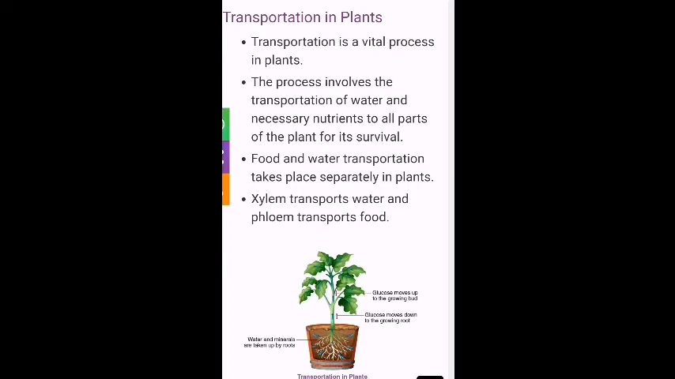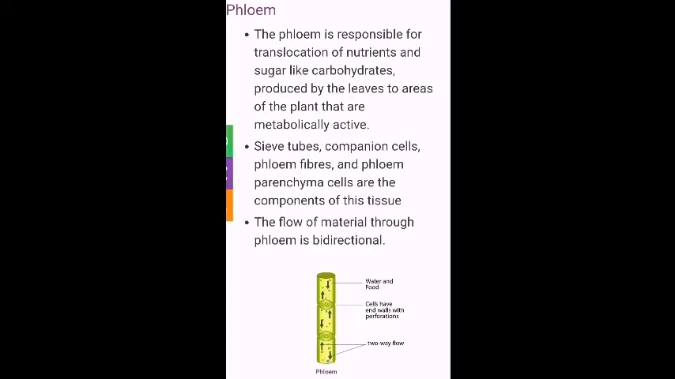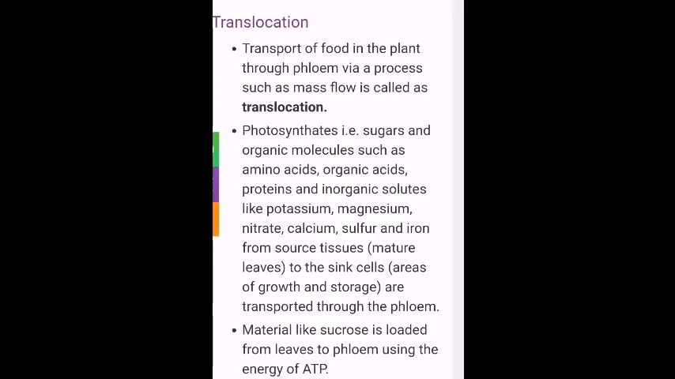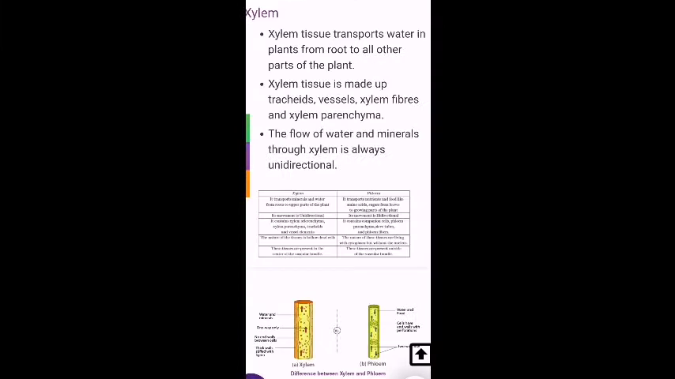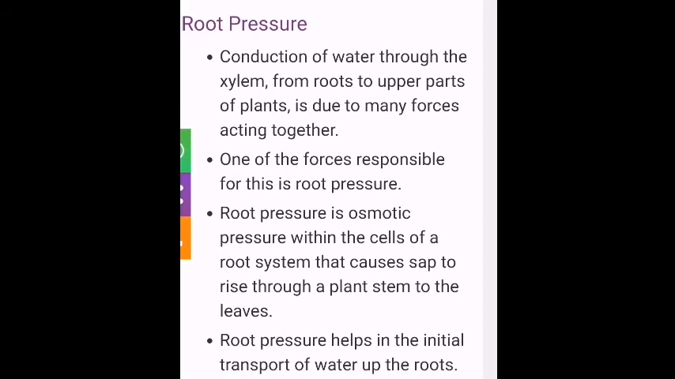Next is the transportation in plants. There are two types of transportation in plants. One is the transportation of water and minerals and another is the transportation of food molecules. The transportation of food molecules is known as translocation. And the components for the transportation in plants are xylem and phloem.